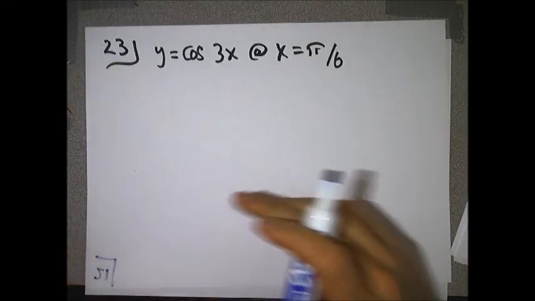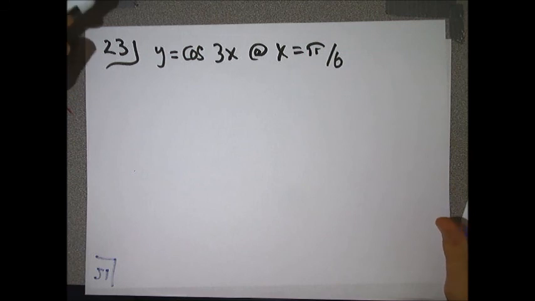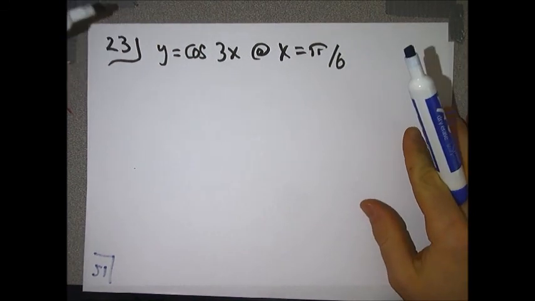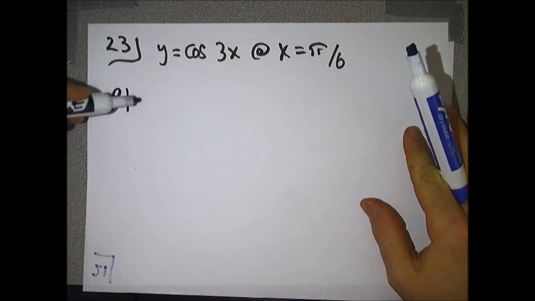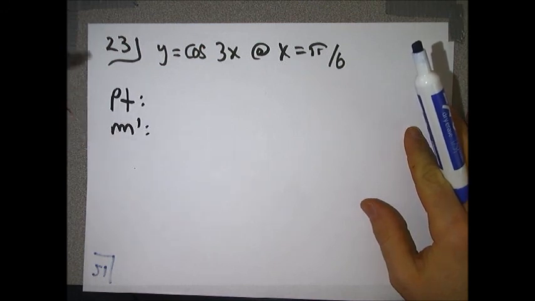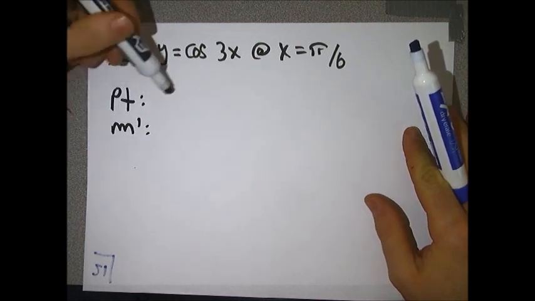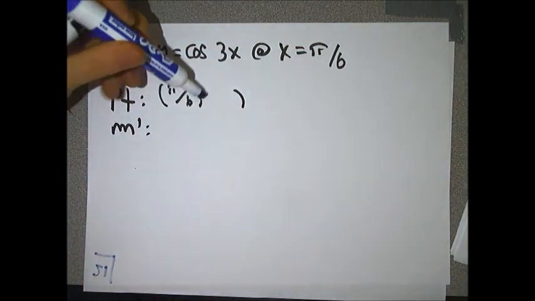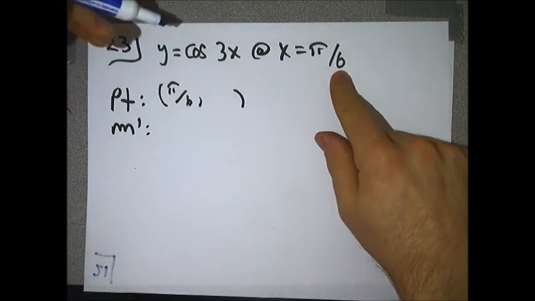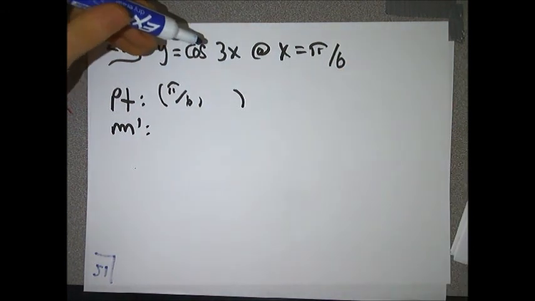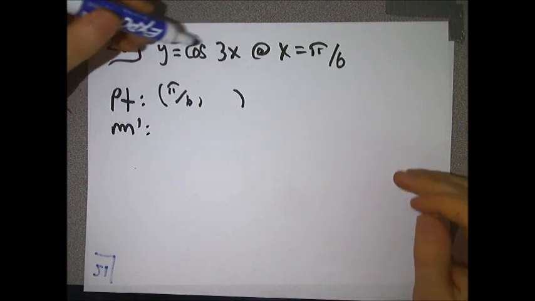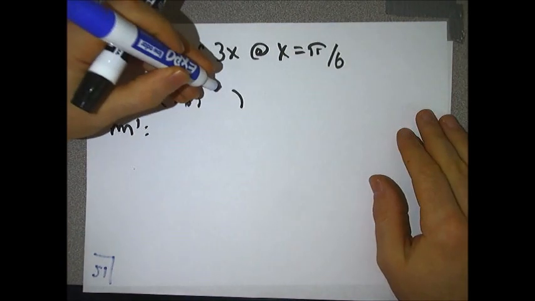For number 23, they give you y is equal to cosine 3x. It asks you to find the tangent line at x is equal to pi over 6. To find a tangent line, you need a point and a slope. My point is at pi over 6, comma. To find the y value, you plug in x. If I plug in pi over 6, 3 pi over 6 is really pi over 2. Cosine at pi over 2 is 0.